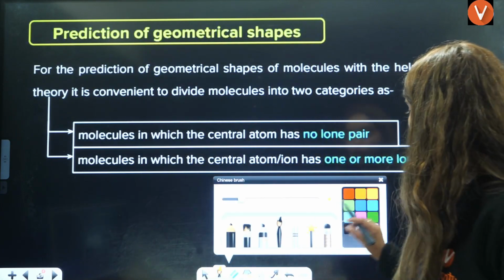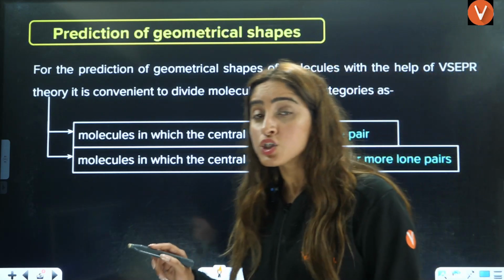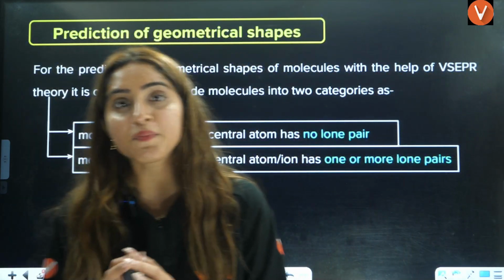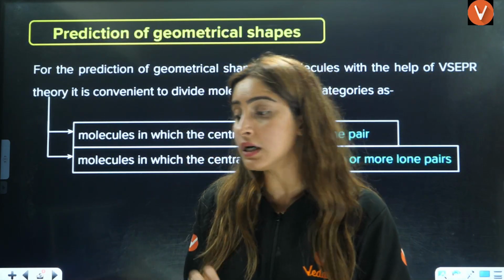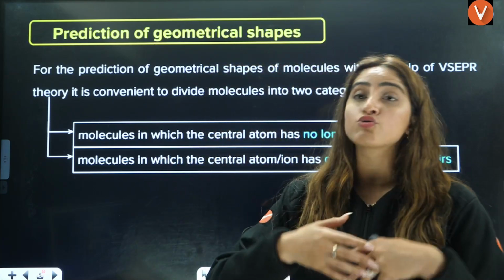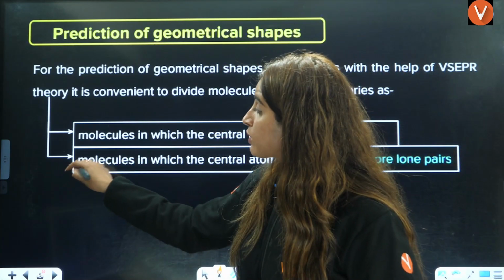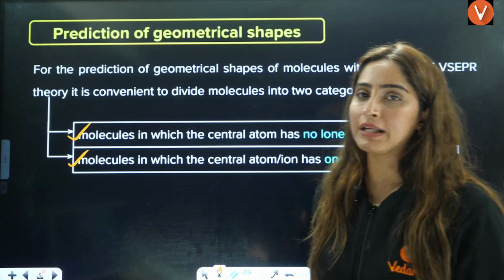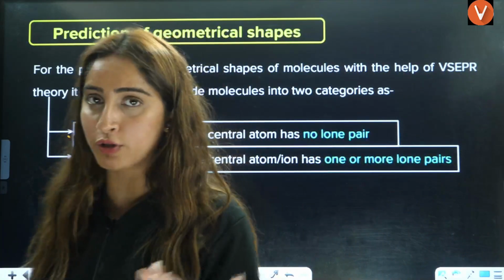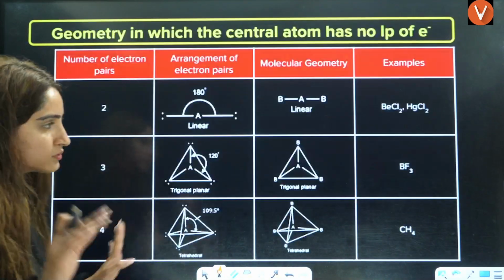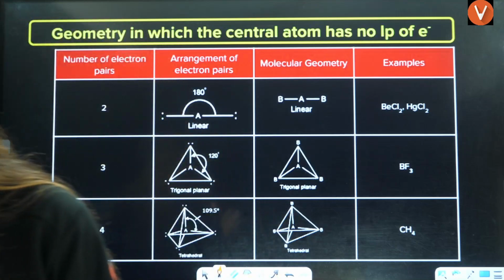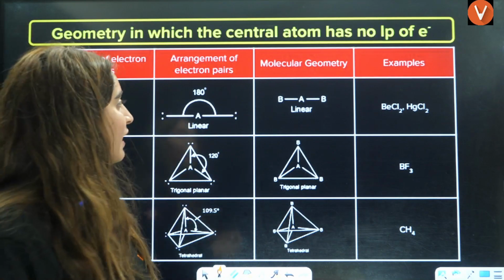Okay. Now we are going to predict the geometries. So we are going to consider two types of things. Firstly, we are going to consider molecules which have no lone pairs. Then we are going to consider the molecules which have lone pairs. So firstly, we will talk about the kind of molecules which have no lone pairs. So everybody will start it one by one.